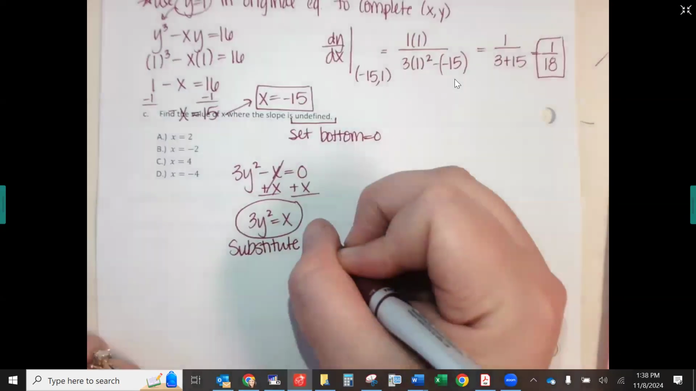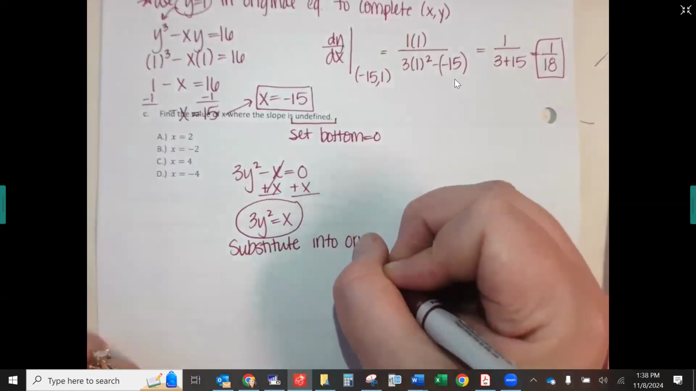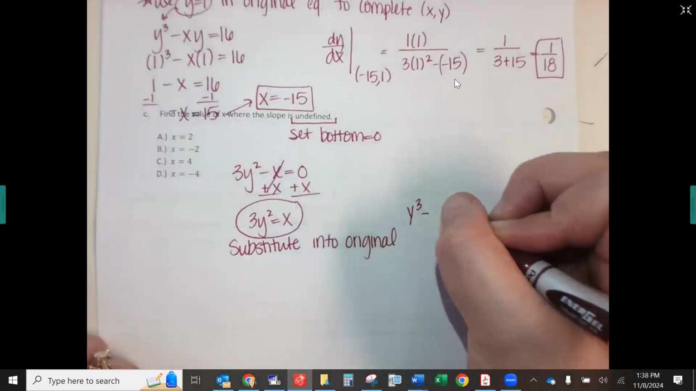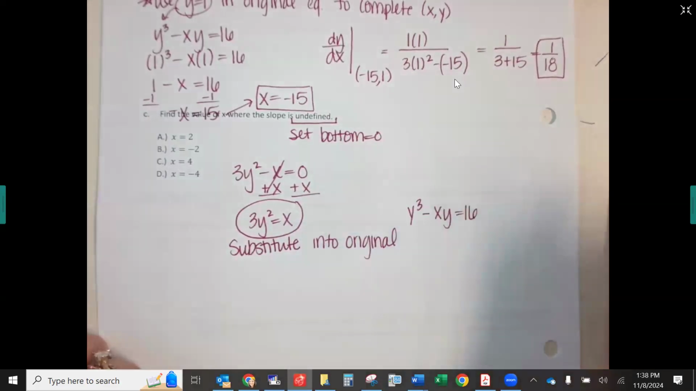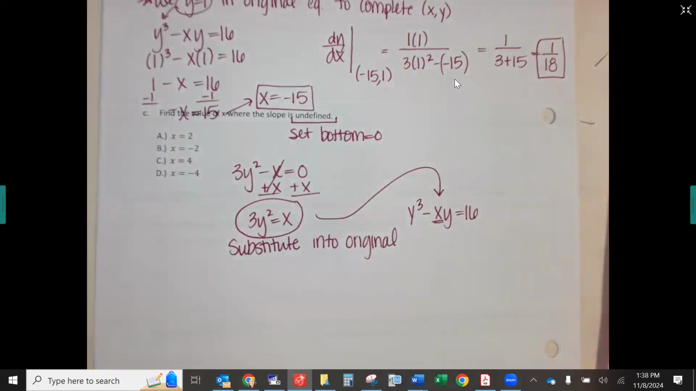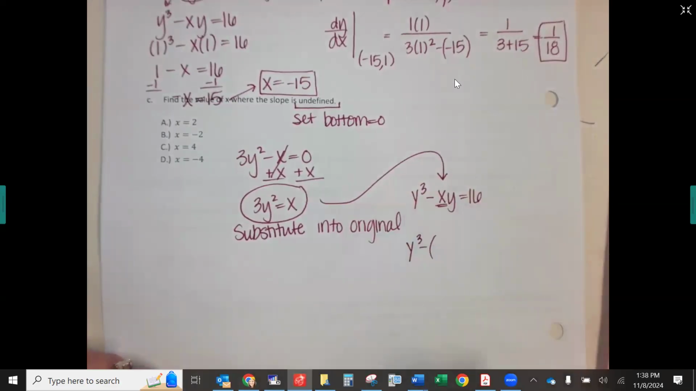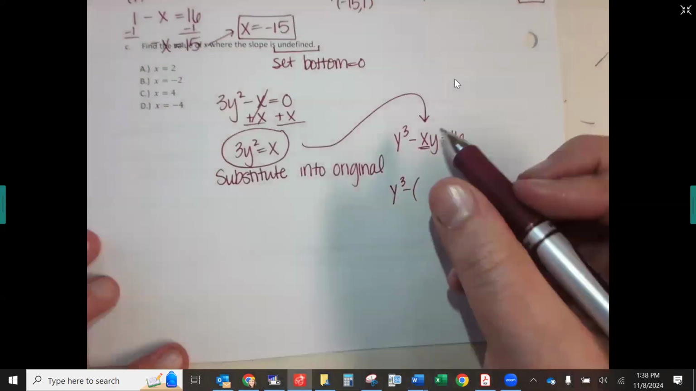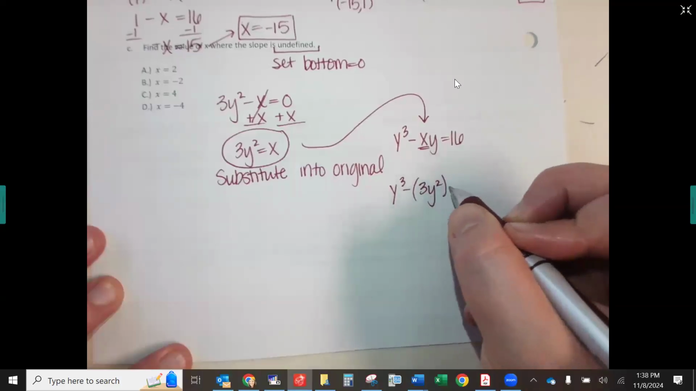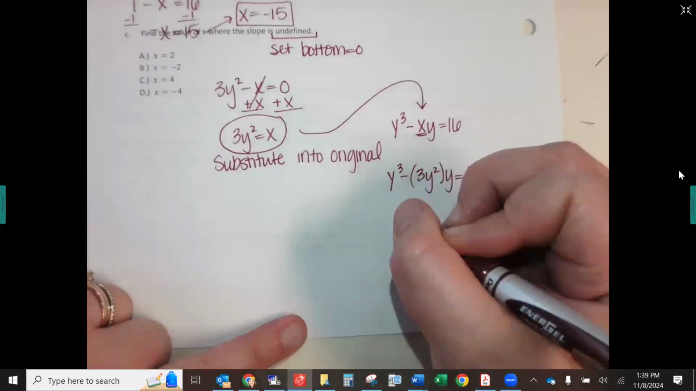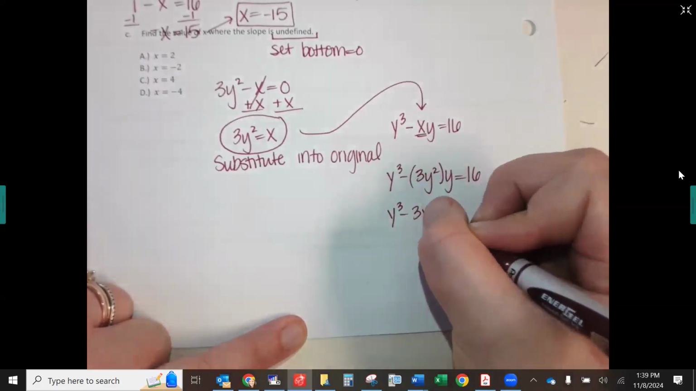So I'm going to substitute into the original equation. It was originally y cubed minus xy equals 16. And then I'm going to plug that in right here. So now I have y cubed minus, what is my x's substitute? 3y squared. And then I'm going to multiply that by another y equal to 16. What is 3y squared times another y? Y cubed. Very good.